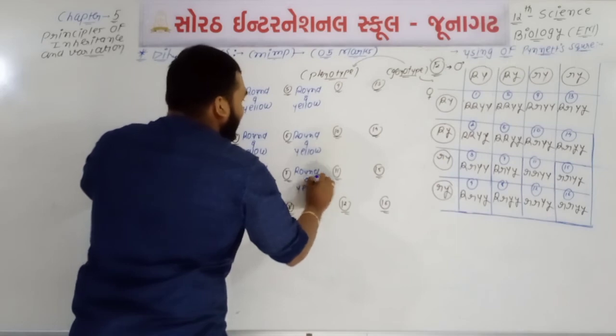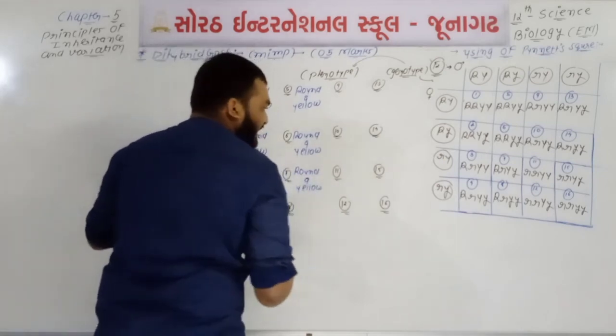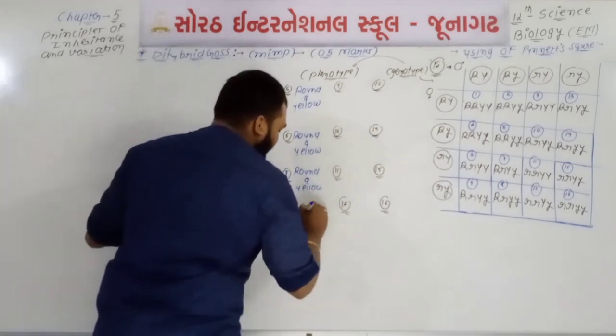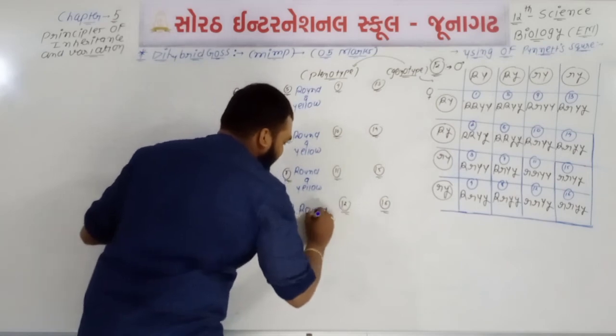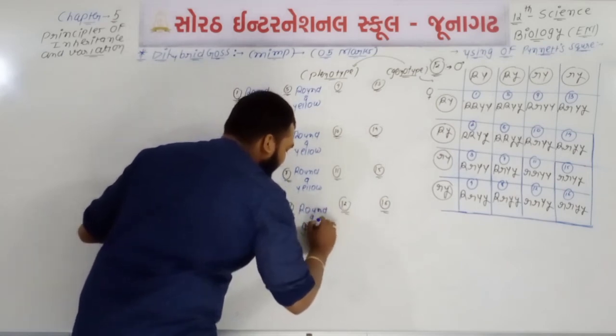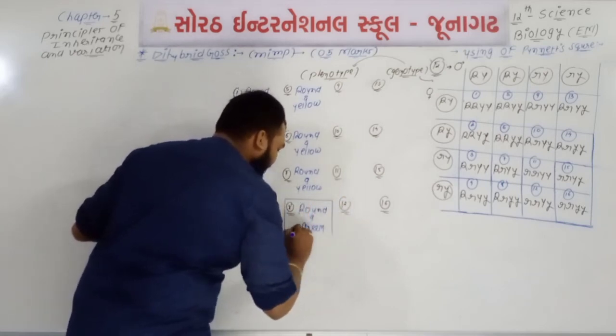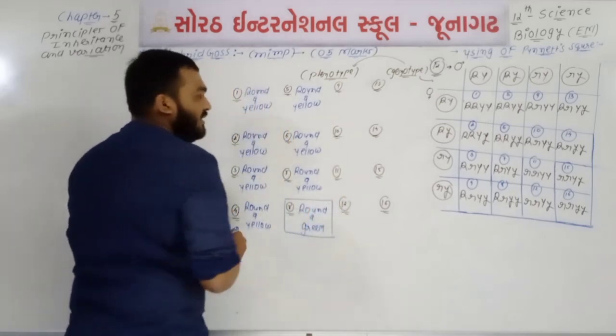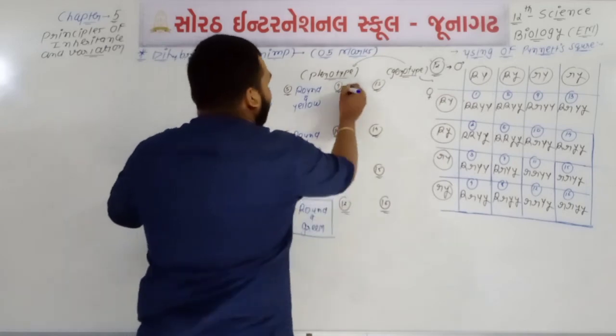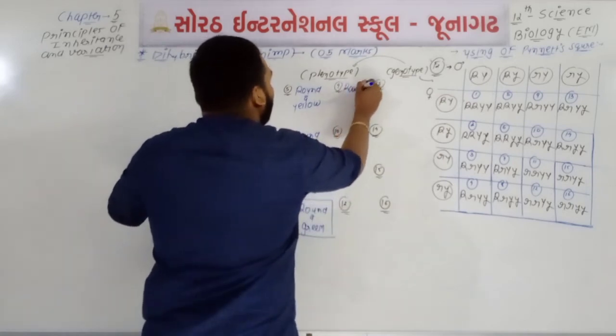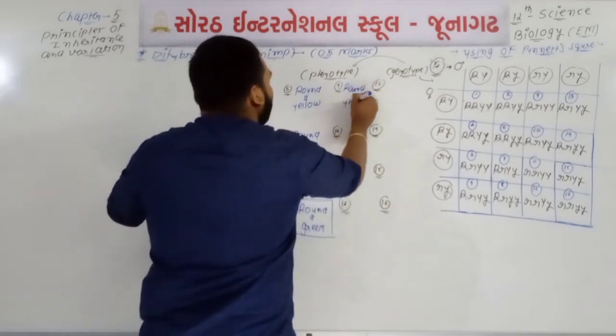What about the eighth one? See, number 8 will be round and green. Okay, it is something different. Number 8 will be round and green. What about number 9? It is round and yellow.